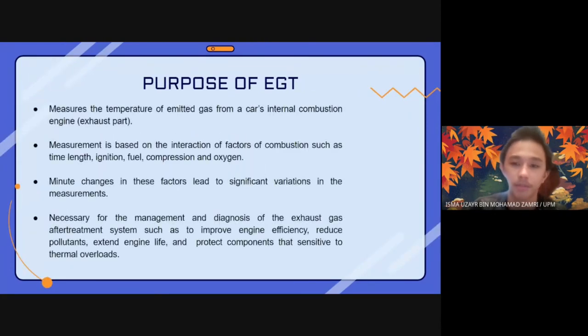This is the purpose of EGT, which is to measure the temperature of emitted gas from an internal combustion engine. This measurement is based on the interaction of factors of combustion, such as time length, ignition, fuel, compression, and oxygen. A minute change in these factors leads to significant variation in the measurements. EGT is necessary for any driver, since it will help the driver to improve engine efficiency, reduce pollutants, extend engine life, and protect components that are sensitive to thermal overloads. Okay, next.